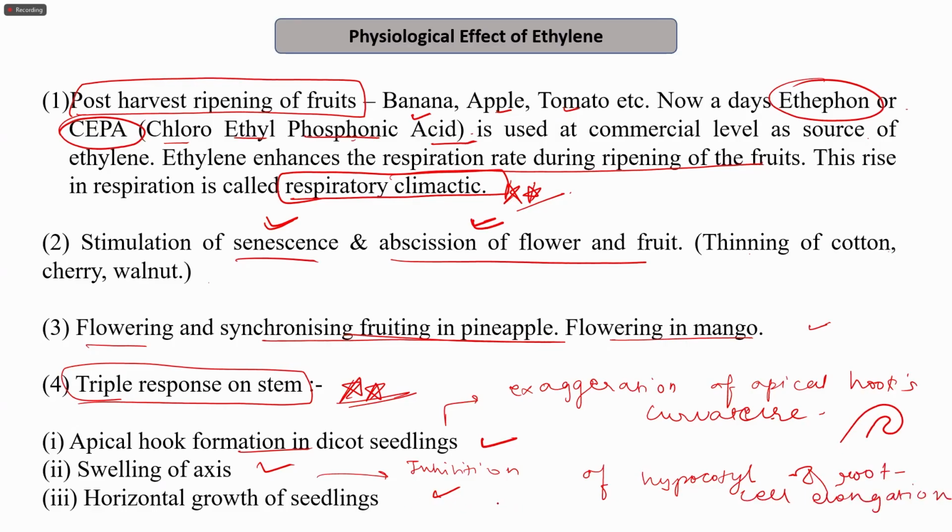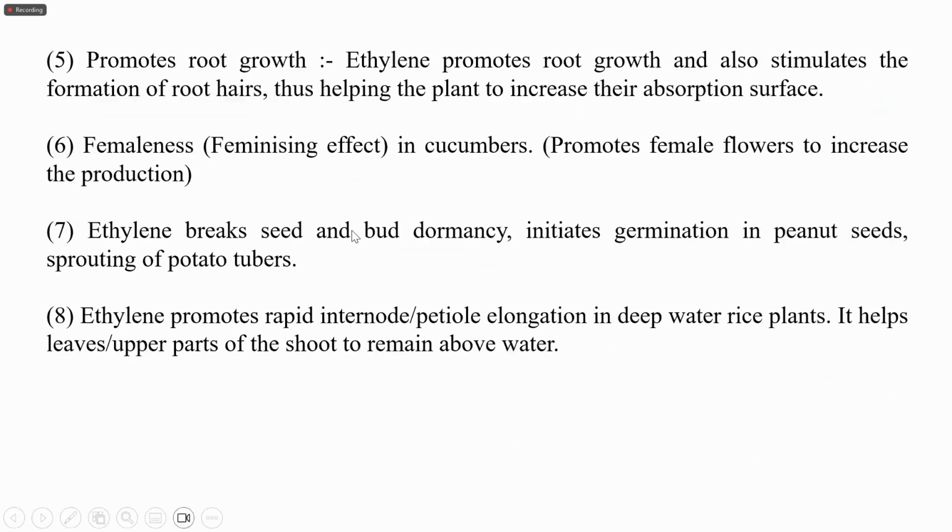And also, it leads to the radial expansion, that is swelling, radial expansion or horizontal growth of the seedling, by performing the radial expansion of cells in hypocotyl. So these are the physiological effects of the ethylene.